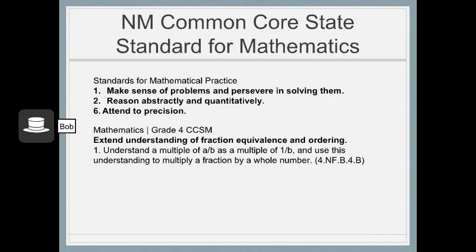In this example, we'll be looking at Common Core Standard for Mathematics, Grade 4, understanding a multiple of a over b as a multiple of unit fractions 1 over b, and using that understanding to multiply fractions by a whole number.